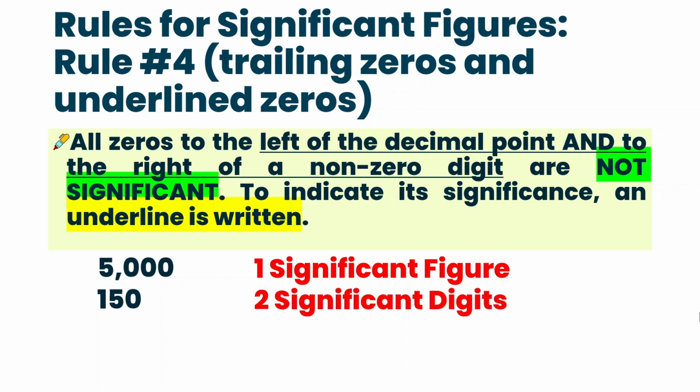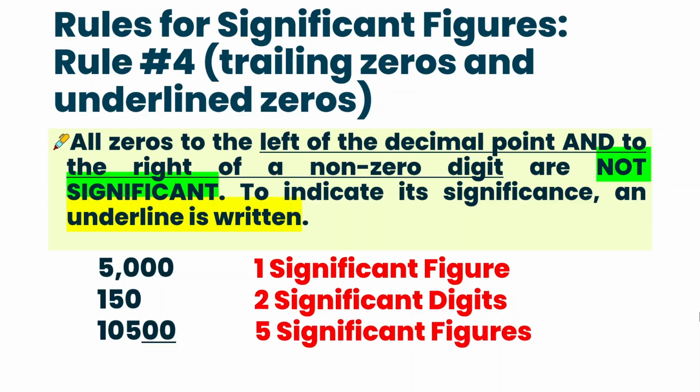150 only has two significant digits. 10,500 has five significant figures. This time, if we underline the zeros to the left of the decimal point and to the right of a non-zero digit, they will become significant. So 10,500 has five significant figures.